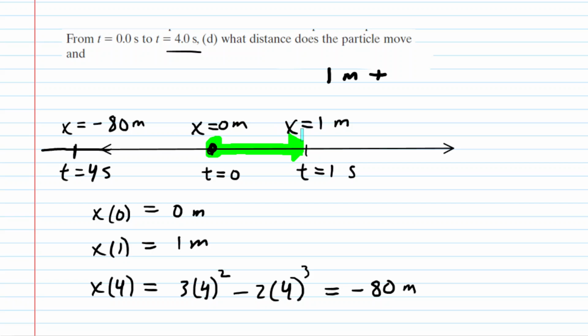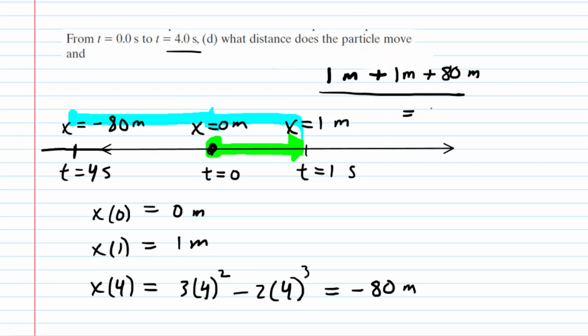So what the particle would have to do is turn around, travel back to the origin, so that's another 1 meter of distance, and then it would have to continue moving to the left until it reached a position of negative 80 meters. So that would be an additional 80 meters of distance traveled. So you can see that the total distance would just be the sum of those individual distances. That would give us 82 meters for that total distance. So this would be the correct answer to part D.